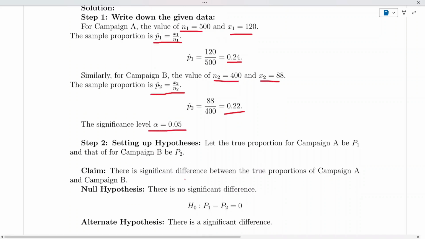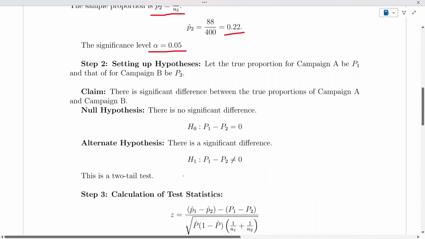Step 2. Setting up the hypotheses. Let capital P1 and capital P2 represent the true proportions for campaigns A and B, respectively. The claim is that there is a significant difference in the conversion rates of the two campaigns. Here, we want to check whether there is any difference in the efficiency of the two campaigns, or whether they are equally efficient. The null hypothesis, H0, states that capital P1 minus capital P2 equals 0, meaning there's no difference.